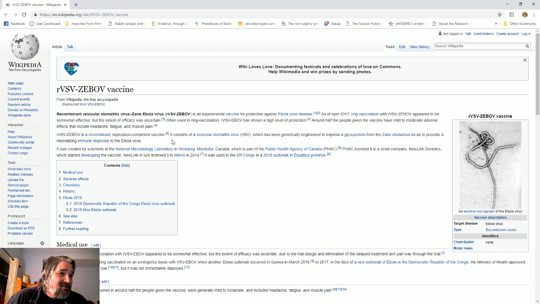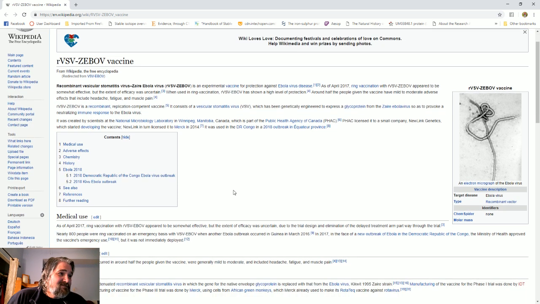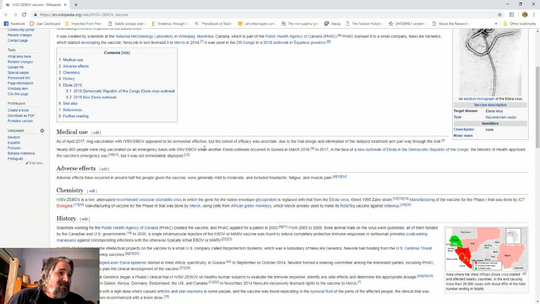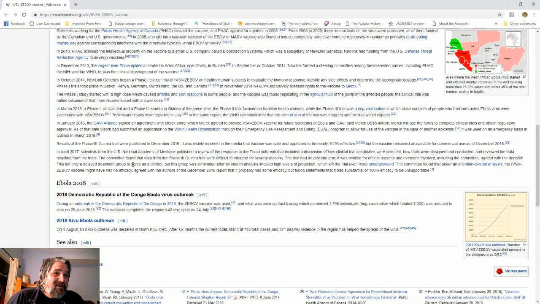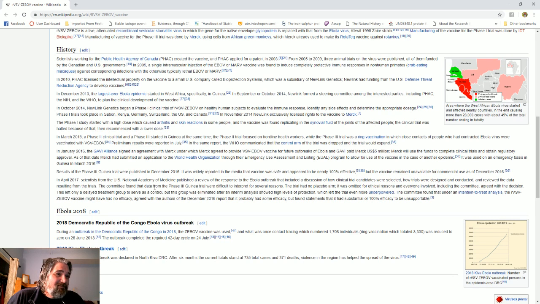Recombinant replication competent vaccine. Okay, so we have the vesicular stomatitis virus, genetically engineered to express a glycoprotein from the Ebola virus so as to provoke a neutralizing immune response. Oh, nice. It was used in the 2018 outbreak. And let's see, somewhat effective. So where are we at with it now is what I'm looking for.